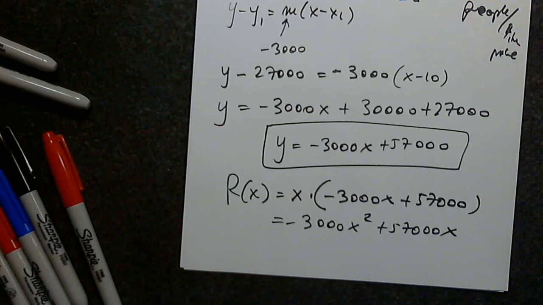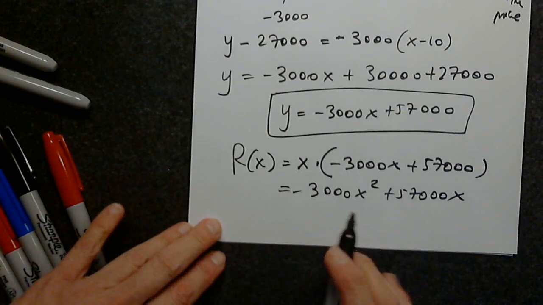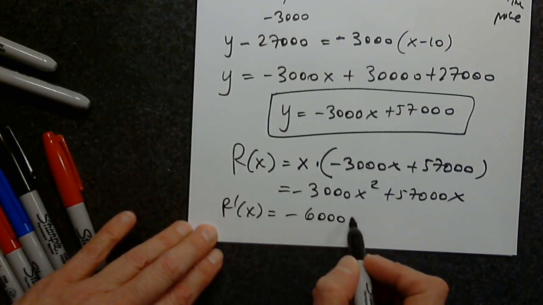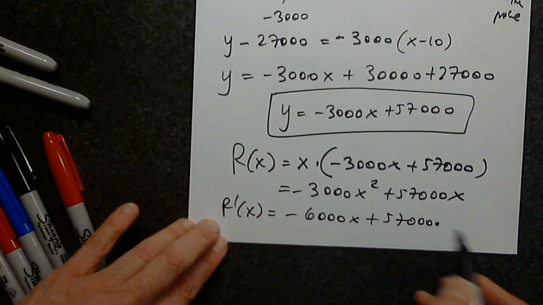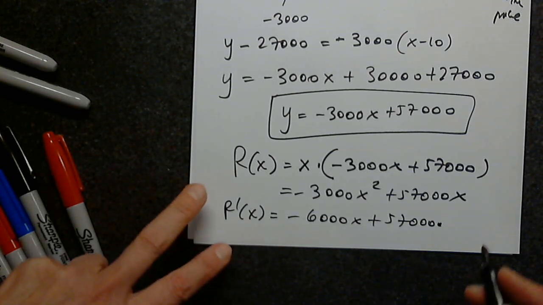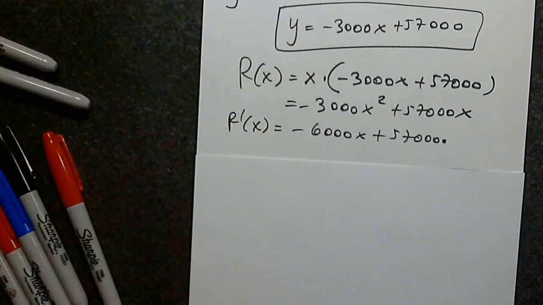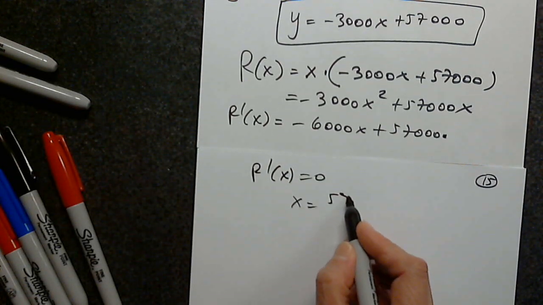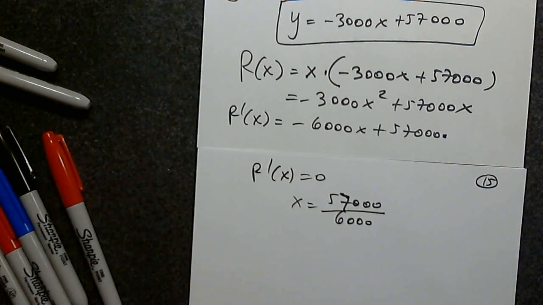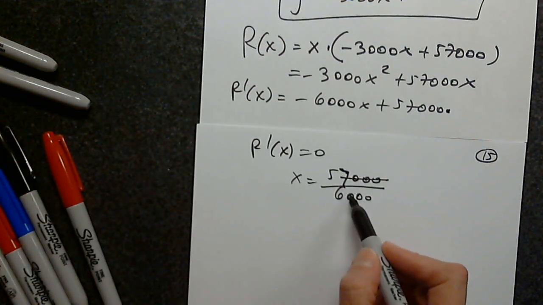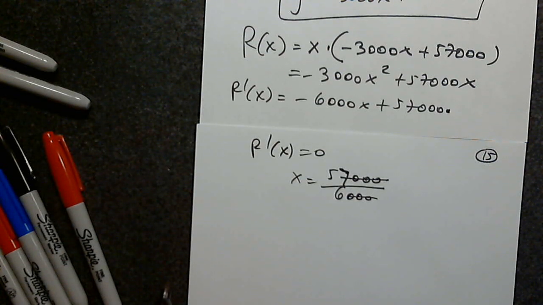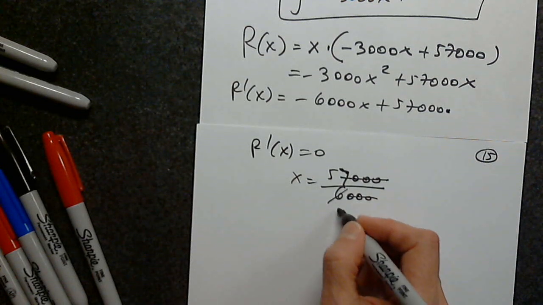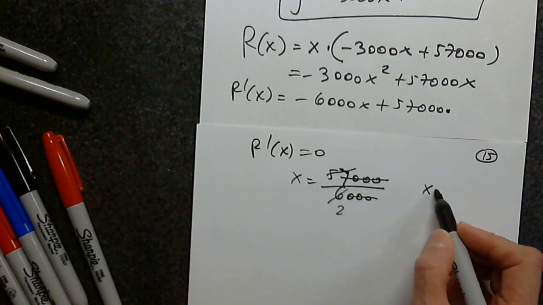So now the question is, second question, find how should ticket prices be set to maximize revenue? So R prime of x will be negative 6,000 x plus 57,000. So we will set the rate of change equal to 0, of course. And we will get x equals 57,000 divided by 6,000. So what do we get? I can simplify by 3. 9.5.